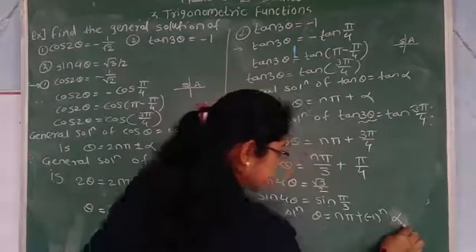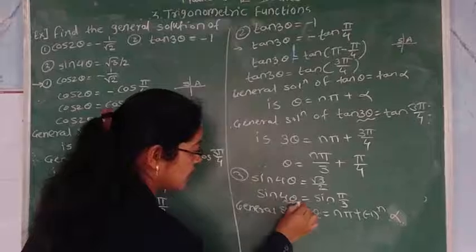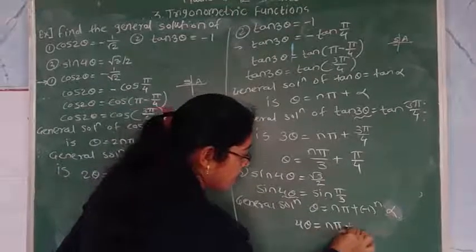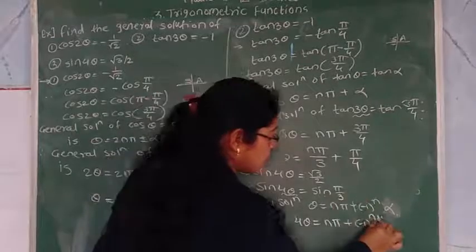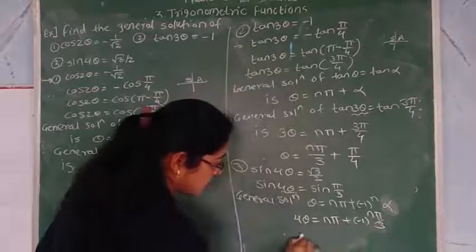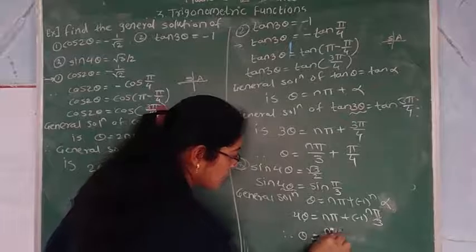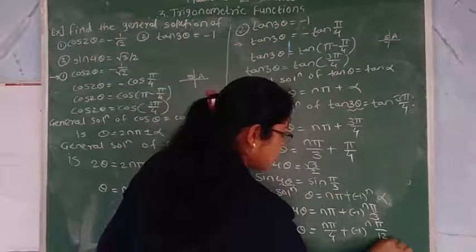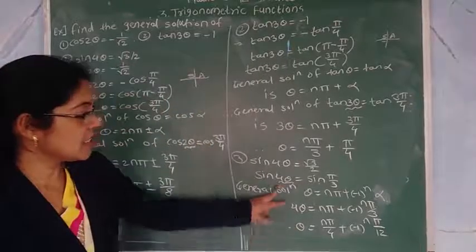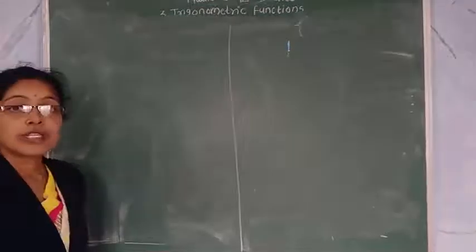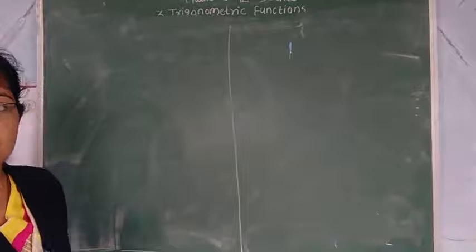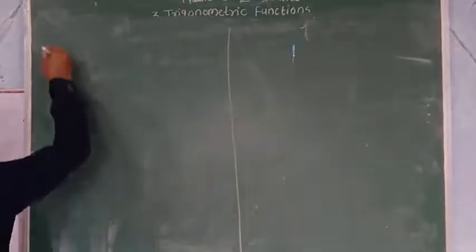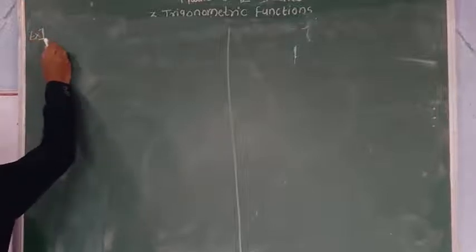Okay, here I write alpha, below theta is 4 theta. Here theta is 4 theta, n pi plus minus 1 raised to n, alpha is pi by 3. So therefore theta is equal to, let us divide by 4, n pi by 4 plus minus 1 raised to n pi by 12. So this is the general solution of this equation. Now you can solve up to question number 5. Up to question number 5 in Exercise 3.1, you will solve the examples. Now I will take the next example.